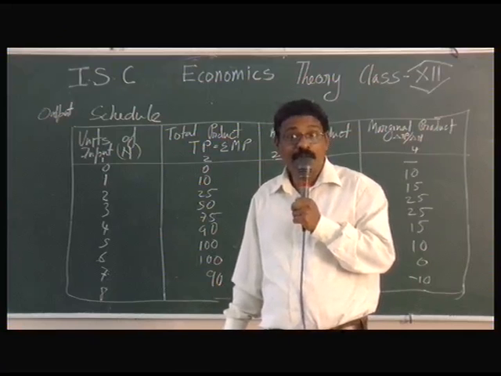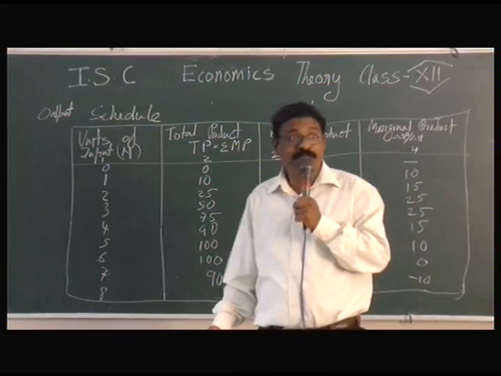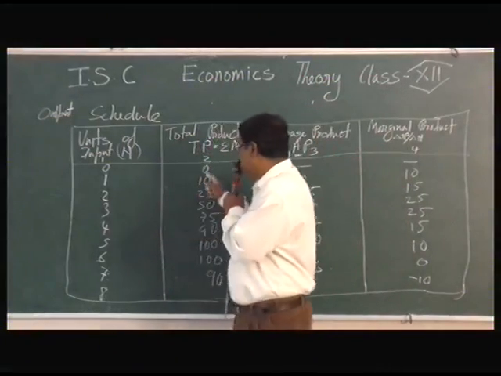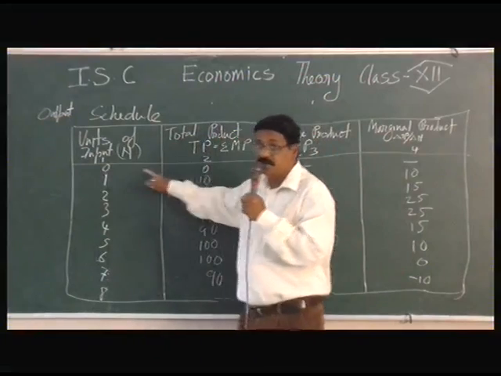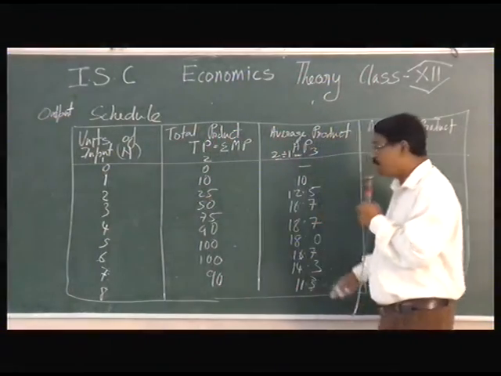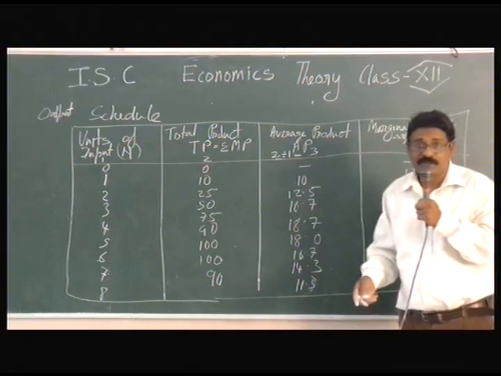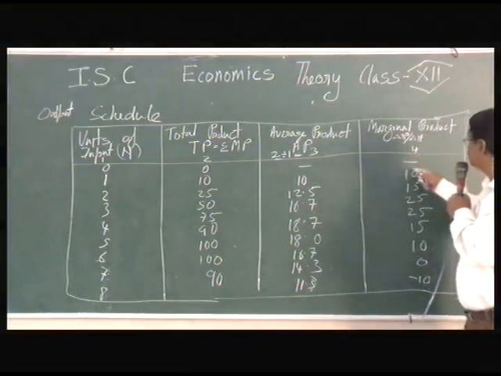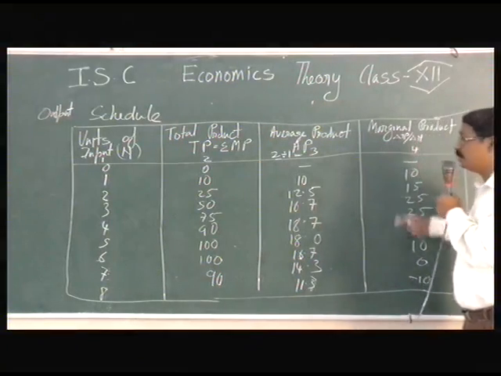Labor is an active factor of production. If labor is absent, no labor, the output will obviously be 0. No labor, 0. And average will be also 0, 0 by 0, undefined. Then comes marginal output, which will be also 0.